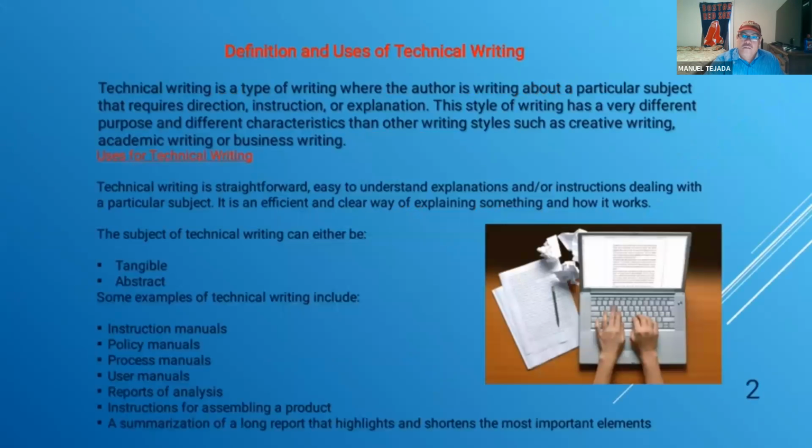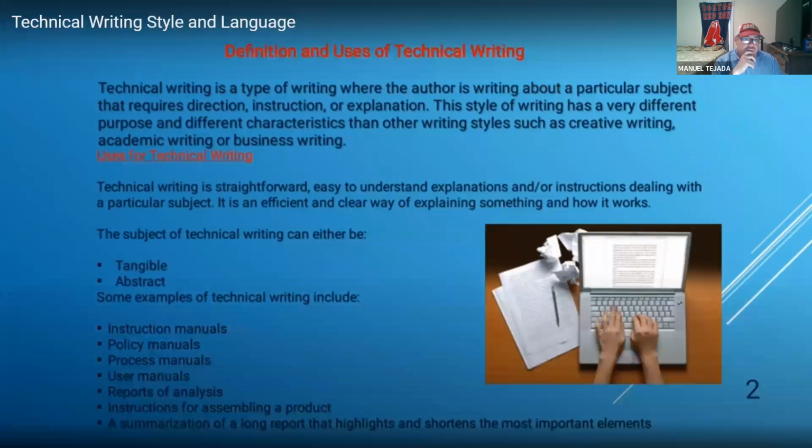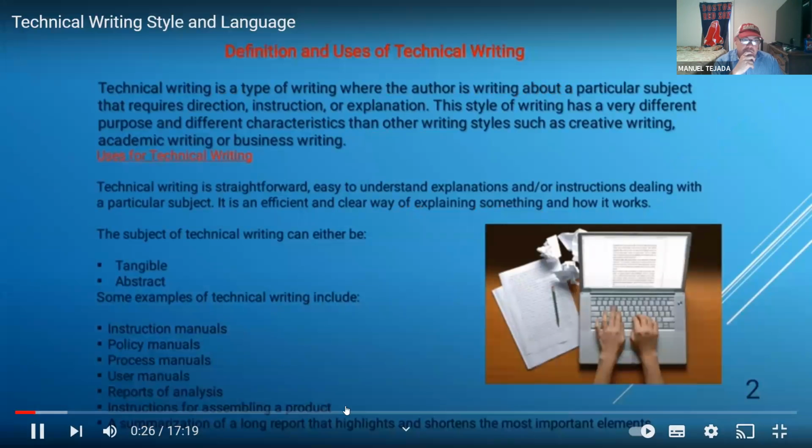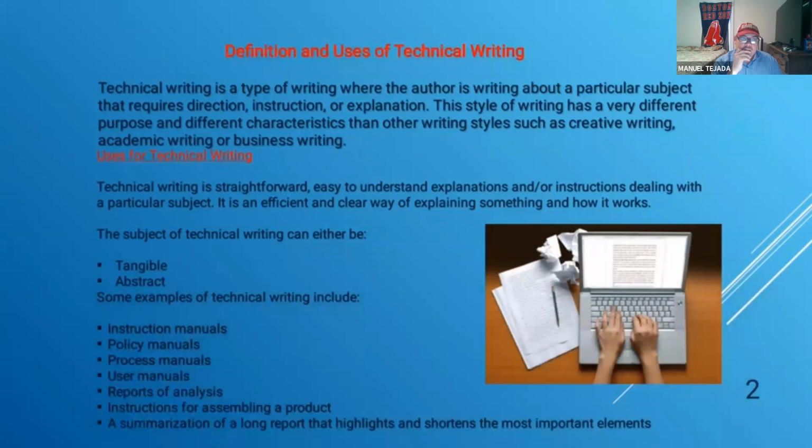Before we learn about the writing style and language of technical writing, let's discuss the definition and the uses of technical writing. As you can see, the slide reads, technical writing is a type of writing where the author is writing about a particular subject that requires direction, instruction or explanation. This style of writing has a very different purpose and different characteristics than other writing styles such as creative writing or academic writing or business writing.